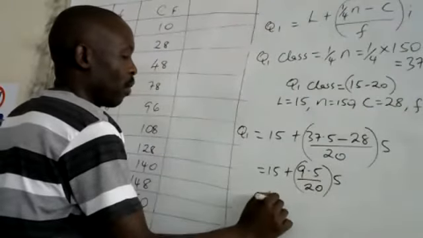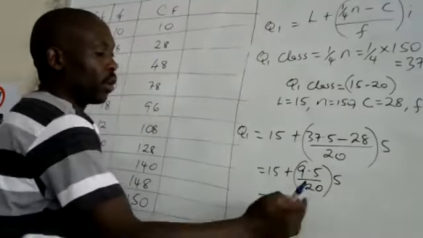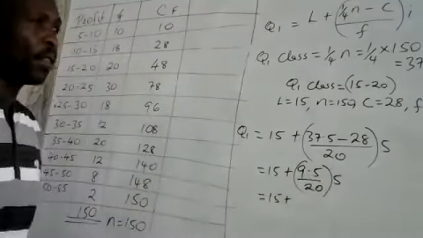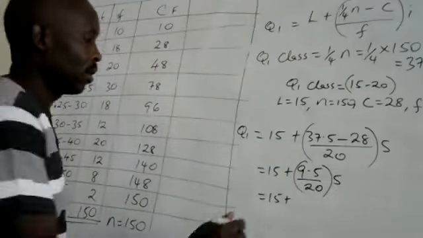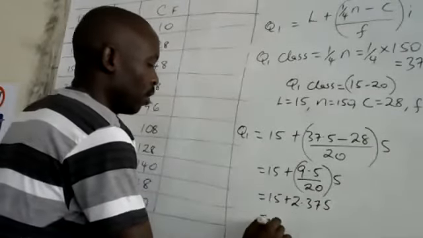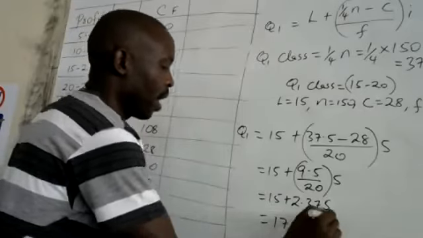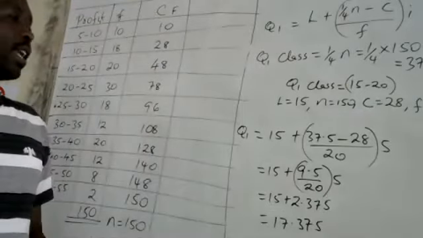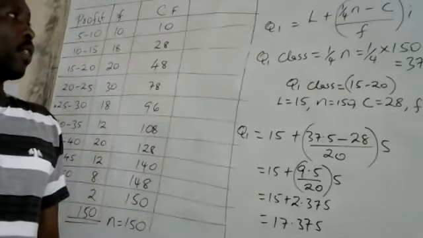Can you do this for me? 9.5 divided by 20, and then whatever you get, you multiply by 5. 2.375. 2.375 plus 15 is going to be 17.375. So that is the Q1, that is the lower quartile.